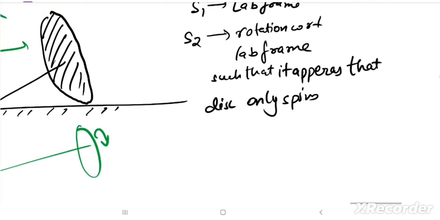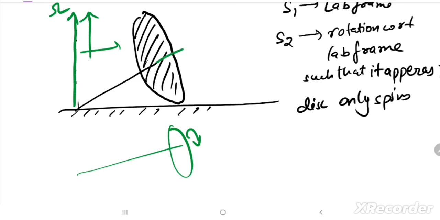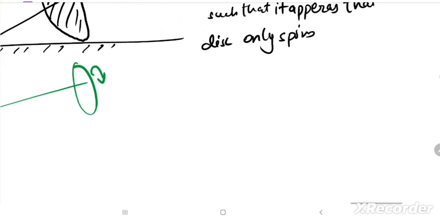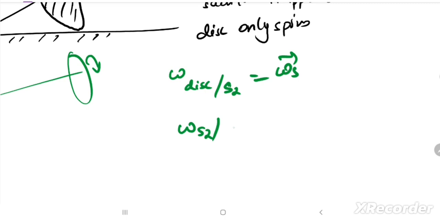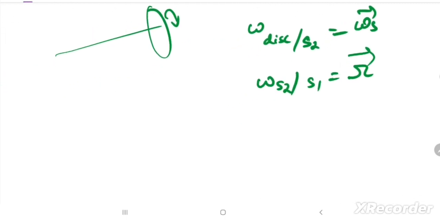So suppose that it has omega s vector in this direction. So omega of disk with respect to the S2 frame is omega s vector. Omega of S2 frame with respect to S1, that is the lab frame, can be written as omega vector. So I can say that omega of disk with respect to the lab frame, that is S1 frame, can be written as omega s vector plus omega vector.